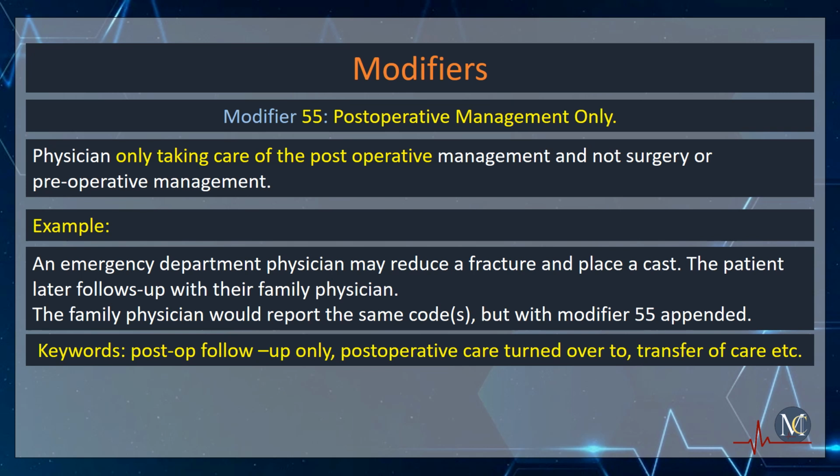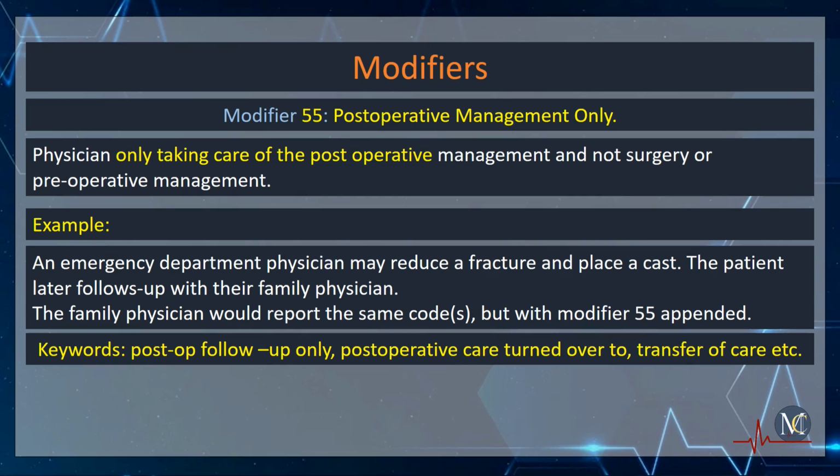Let's take an example. An emergency department physician may reduce a fracture and place a cast. The patient later follows up with their family physician. The family physician will report the same code but with modifier 55 appended. Common keywords used in the procedure to use modifier 55 are postoperative follow-up only, postoperative care turned over to, transfer of care, etc.